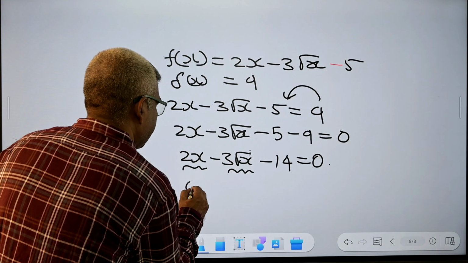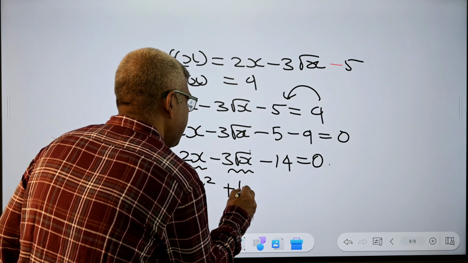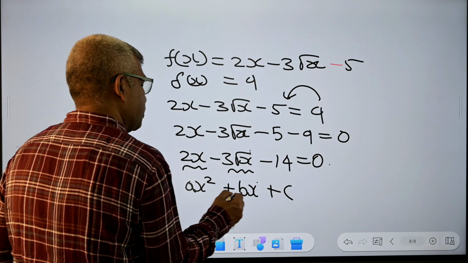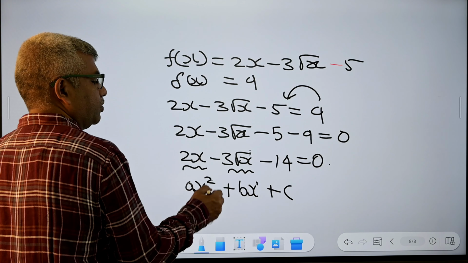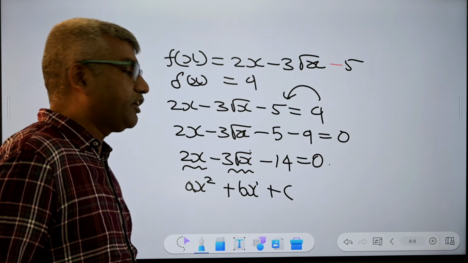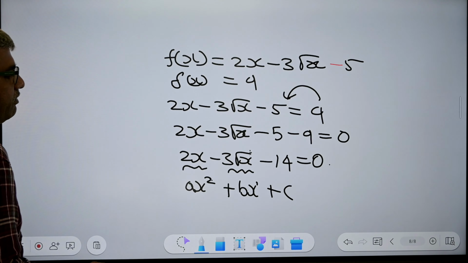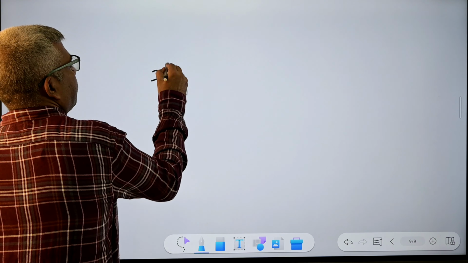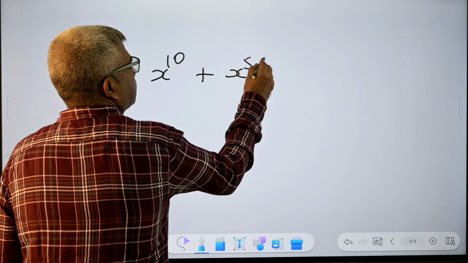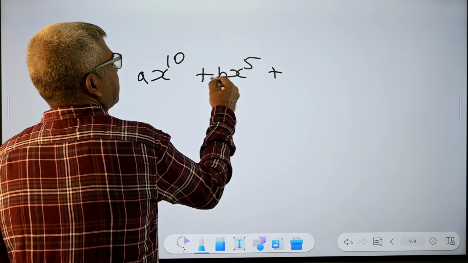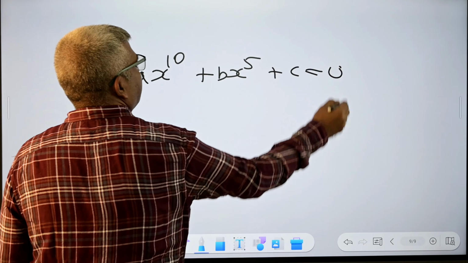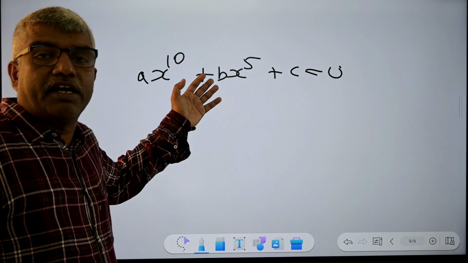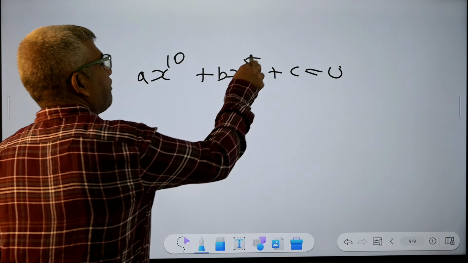What is our general form? ax squared plus bx plus c. Here x power 1, x power 2. If you multiply by 2, it is coming. Here x power of 1 over 2, if you multiply by 2, x is coming. For example, I will give related quadratic equations. These all are quadratic equations: ax power 10 plus bx power 5 plus c. This is also a quadratic equation, though it is not the square. There is no x power 9 or 8 or anything. So this is called quadratic.